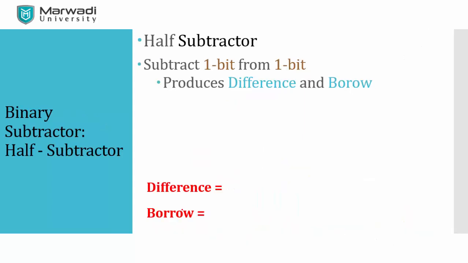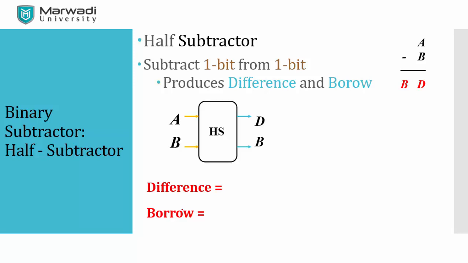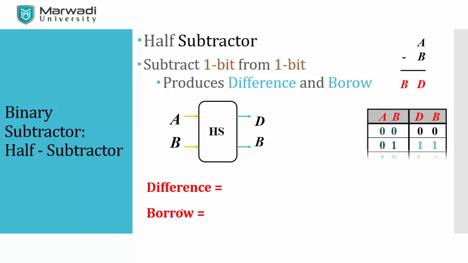When you talk about the half subtractor, it's simple subtraction that we are doing, but instead of sum and carry, we'll get a difference and borrow. A minus B, that means whenever you subtract two numbers A minus B, you will get a difference, and the remaining will be a borrow. This is the block diagram of a half subtractor. I have the two inputs A, B, and I'll get output as a difference and borrow.